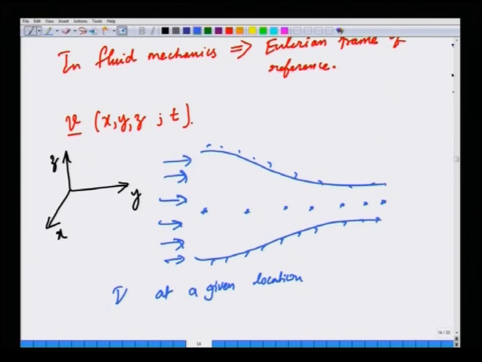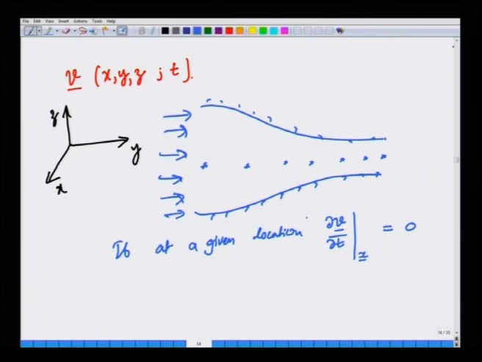if at a given location the partial derivative of velocity is 0, then, within the Eulerian description, this is the Eulerian description of velocity field, where velocity is given as a function of spatial positions and time. If at a given location the partial derivative of velocity with respect to time is 0, that means that velocity is independent of time at any location x. Such flows are denoted as steady flows.